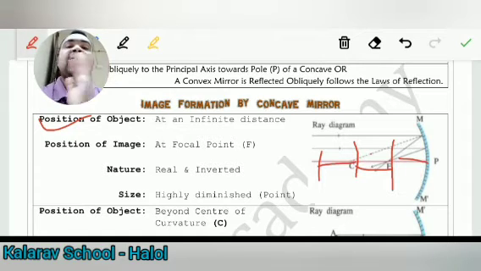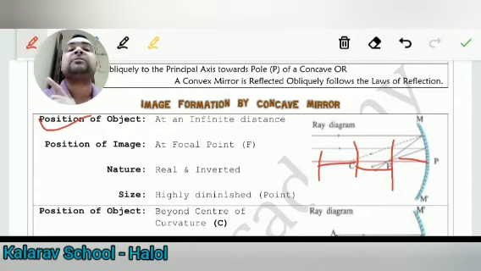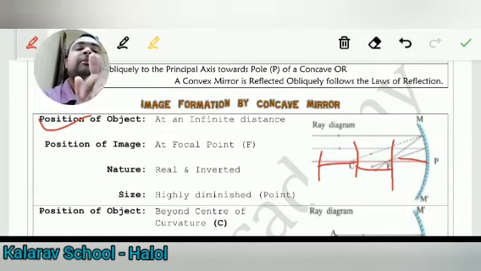First is at infinite distance. Second is beyond C. Third is on C. Fourth is between C and F. Fifth is on F, and the last one is between F and P.